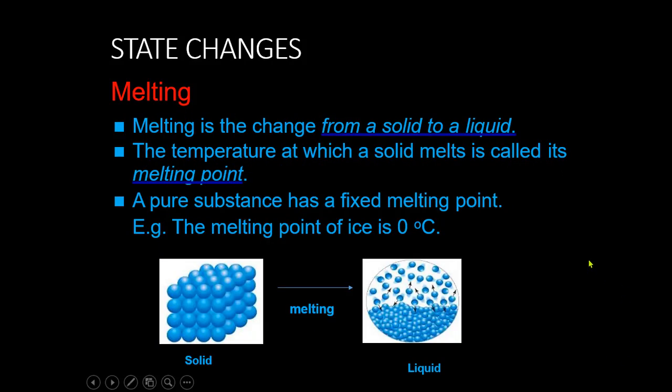So let's first look at melting. Melting is the change from a solid to a liquid, and we know this already. When ice melts, it turns into water. The temperature at which a solid melts is called its melting point. A pure substance has a fixed melting point, right? So when a solid melts, it turns into a liquid. These particles will have to gain energy in order to become a liquid.